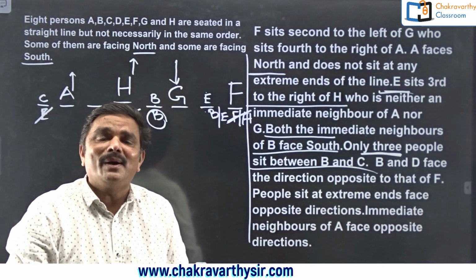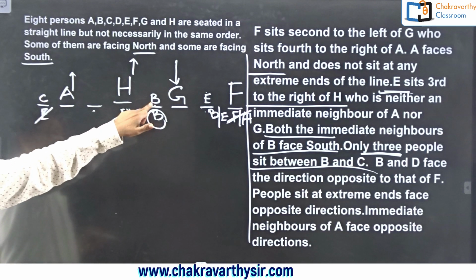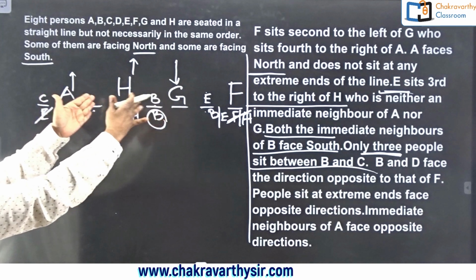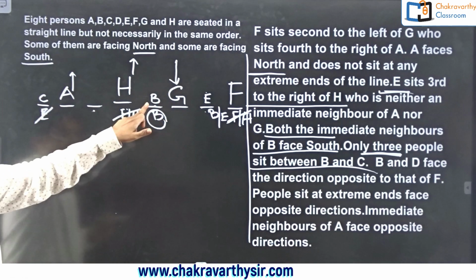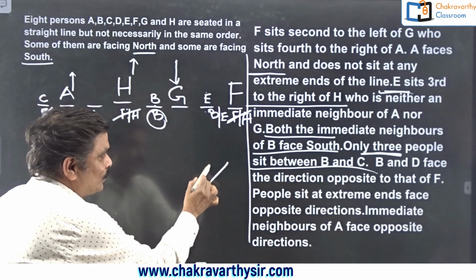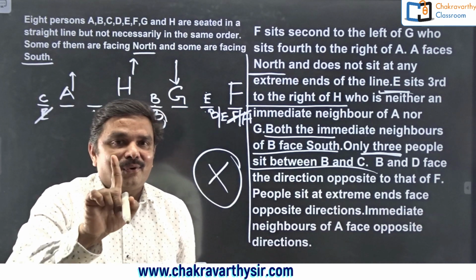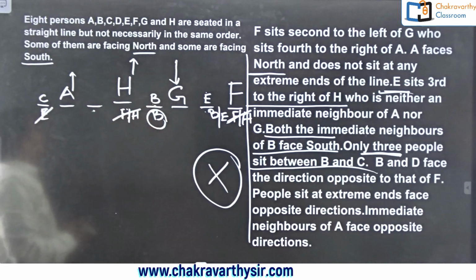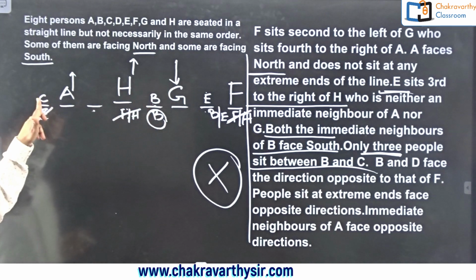Why is it not possible? See, clearly they have given that if B is here, both the immediate neighbors of B must face south. But here H is facing north. That means this is wrong. Yes or no? Have you understood this one? From where did the story start? Started with B. B has 2 possible places. If I keep B here, it should be C.